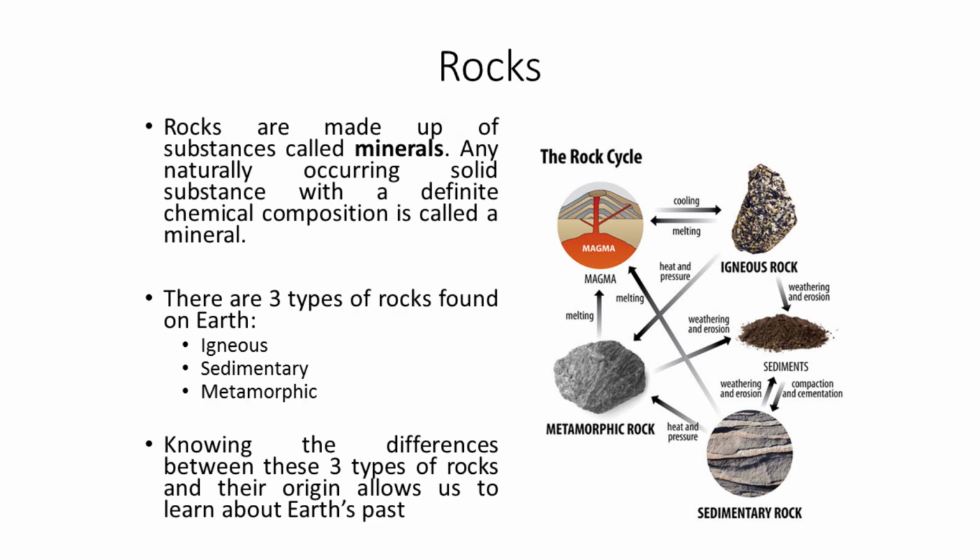In the rock cycle, you can see that the igneous rocks are formed by cooling and crystallization of magma. The sedimentary rocks are formed by weathering and erosion of the igneous and metamorphic rocks. The metamorphic rocks are formed due to pressure and temperature.